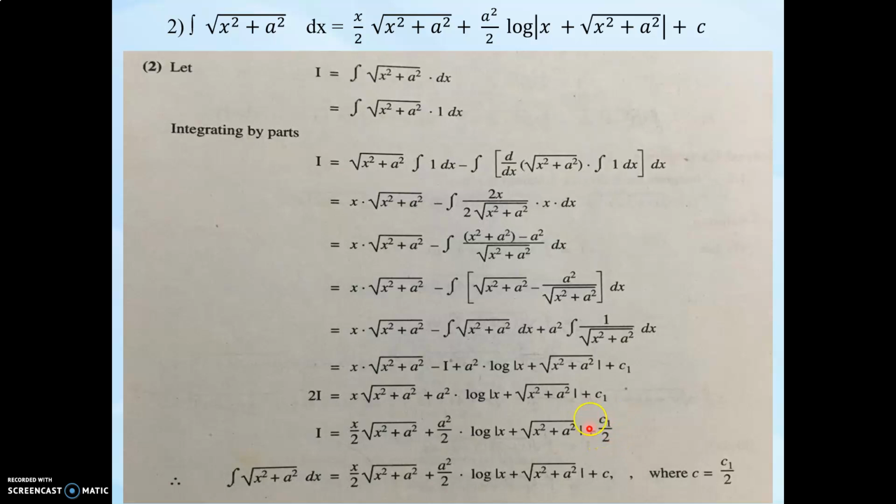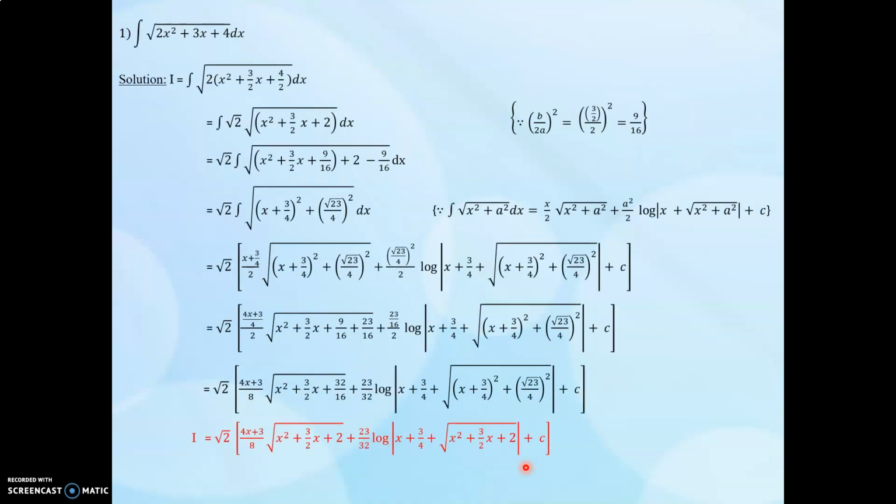So this constant we will replace with c, that is why we have applied c1 over here. So in the last step you can replace this c1 upon 2, or any other constants that are present, like this, where c is equal to c1 upon 2. In the final answer you have to write c. That's it. So this is the answer. Similarly you can prove the third one also.